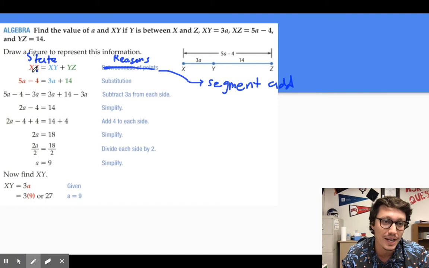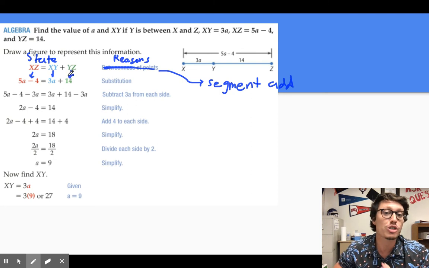They have now changed xz to 5a minus 4. They've changed xy to 3a, and they've changed yz to 14. Notice they used different colors, so that way you know that they're matching up.